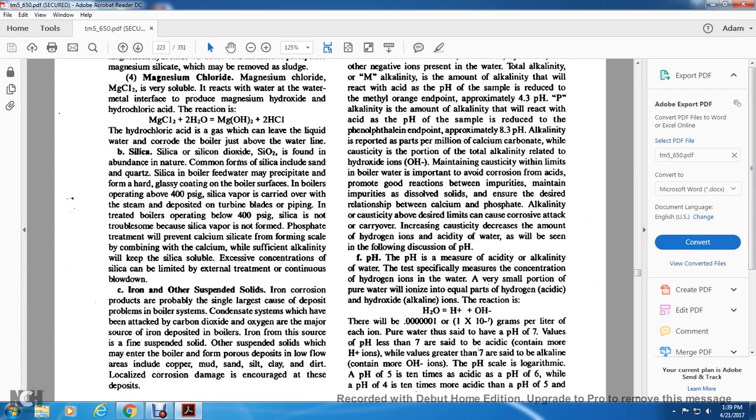Alright, iron and other suspended solids. Iron corrosion is probably the single largest cause of deposit problems in boiler and condensate systems, which have been attacked by carbon dioxide. Oxygen is a major source of the iron deposited in boilers. Iron is the source of this fine suspended solid. Other suspended solids which may enter the boiler and form porous deposits in high heat areas include copper, mud, sand, silt, clay, and dirt. Localized corrosion damage occurs at these deposits.